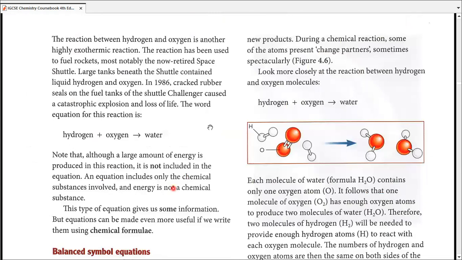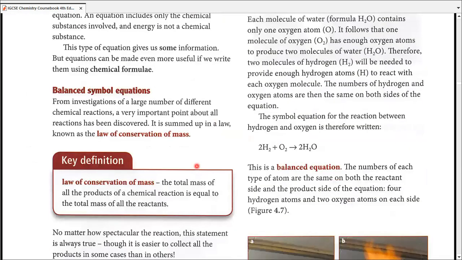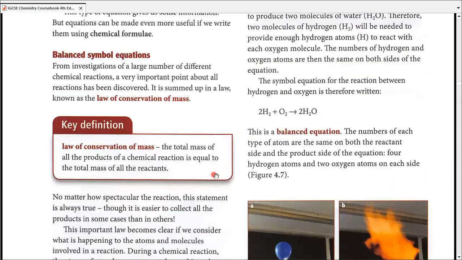Okay? When it comes to chemical equations, we have the law of conservation of mass apply. Okay? The total mass of reactants and products in a chemical reaction are exactly equal. Mass is neither created nor destroyed in a chemical reaction. So what happens is that we need to then balance them.